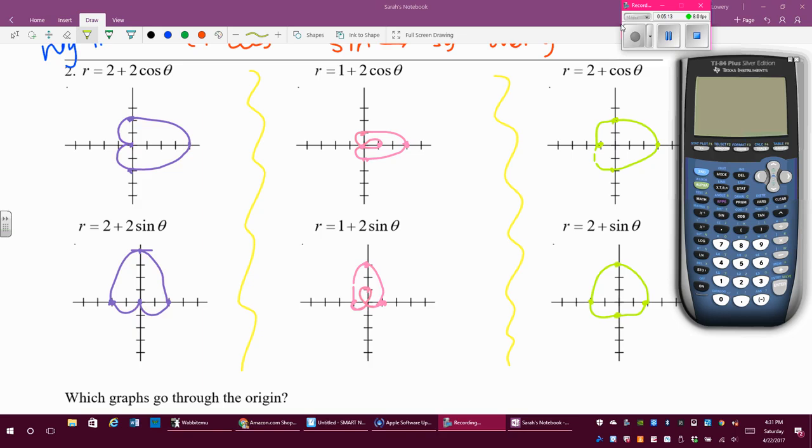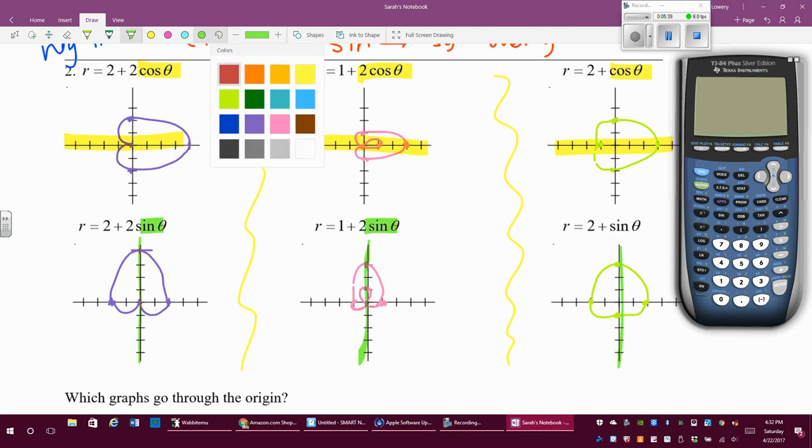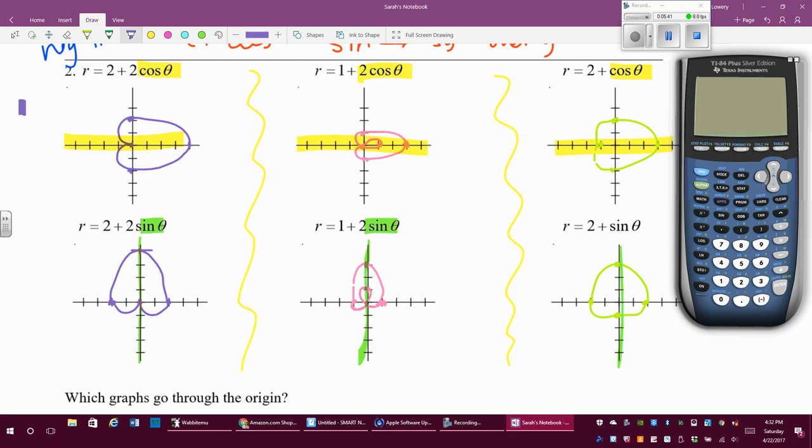All right, so if you're joining me back, you should have all 6 of these graphed. Some things that I want to point out to you. All of my cosine graphs ended up being symmetric over the x-axis. Again, all of my sine graphs ended up being symmetric over my y-axis. That is intentional. So hopefully from pre-cal, you remembered that these were called cardioids.